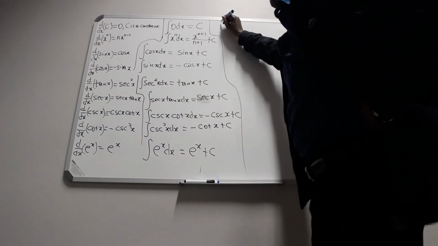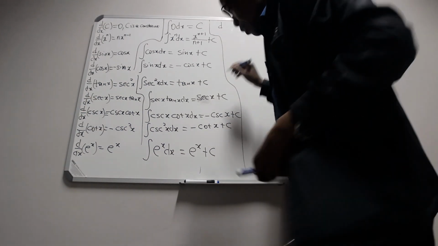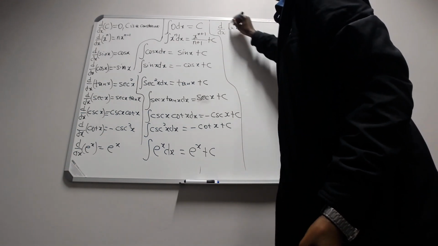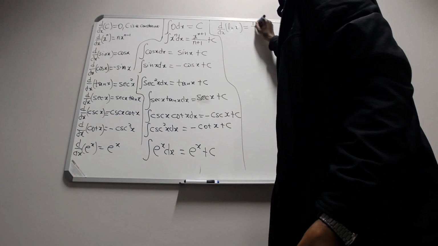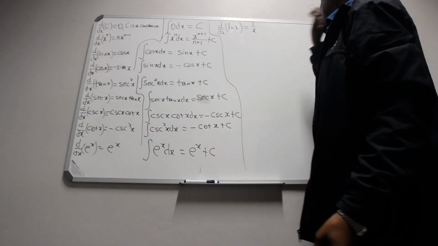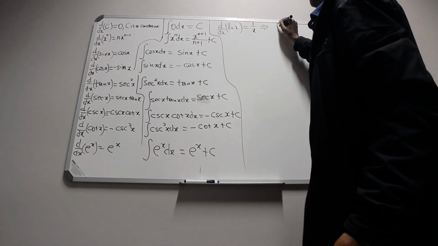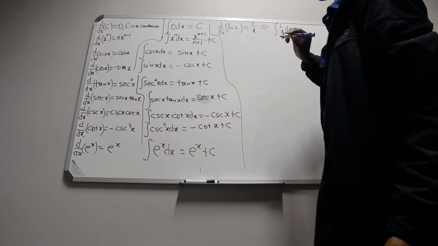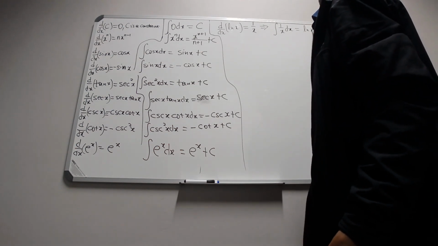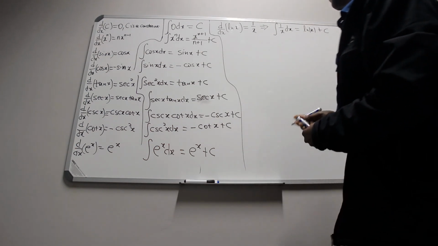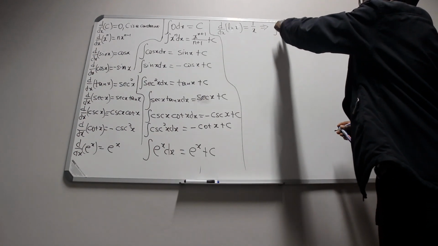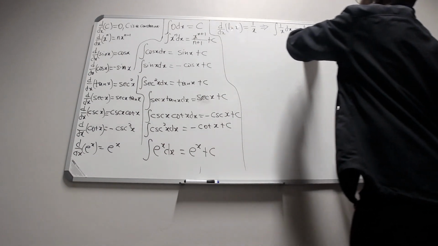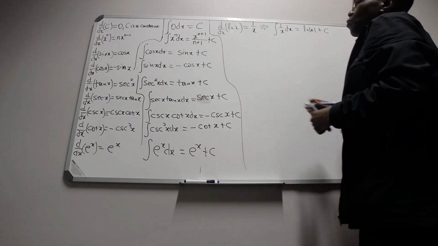that the derivative of ln of x is 1 over x. So this is telling us that the integral of 1 over x dx is equal to ln of x plus c. And then you observe that this is the special case where n is equal to -1. n is equal to -1 here, so we write it this way.